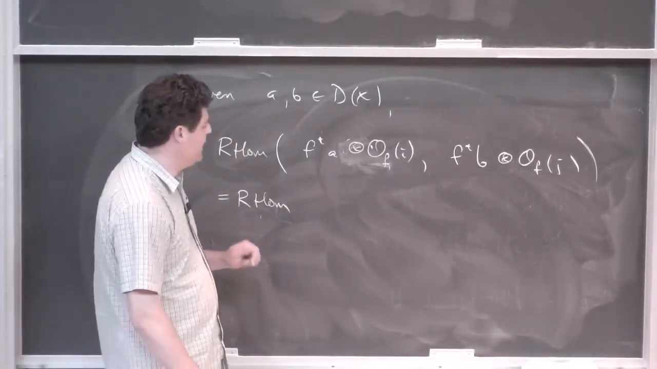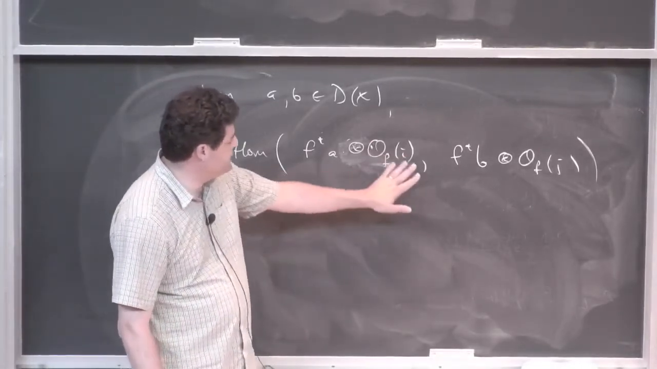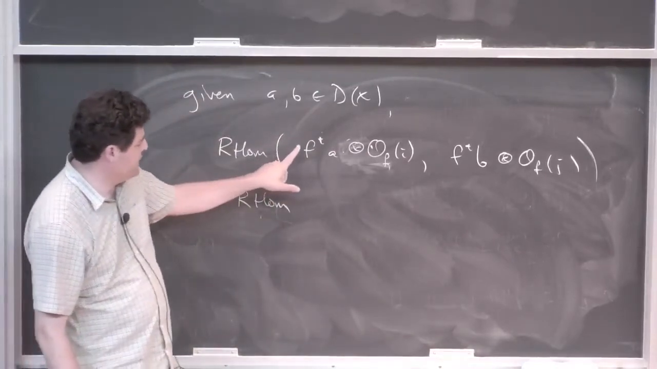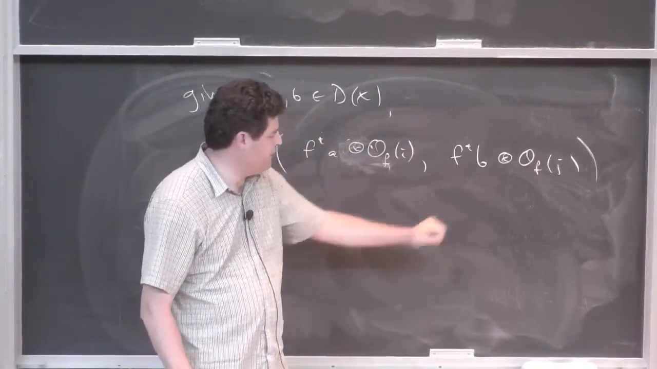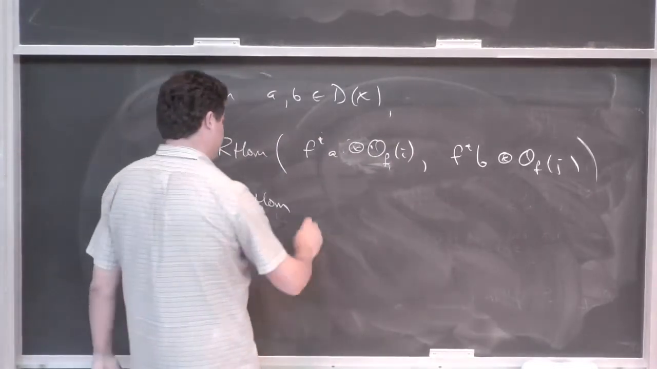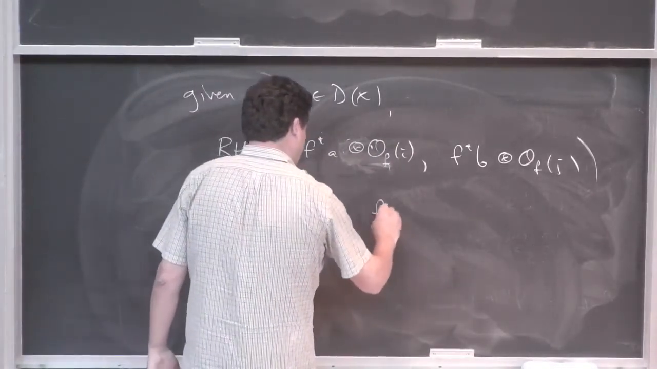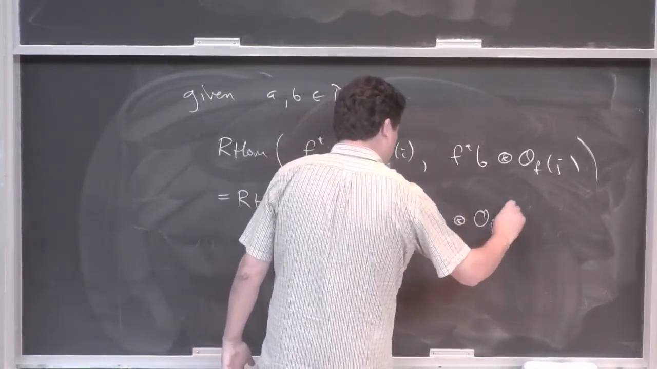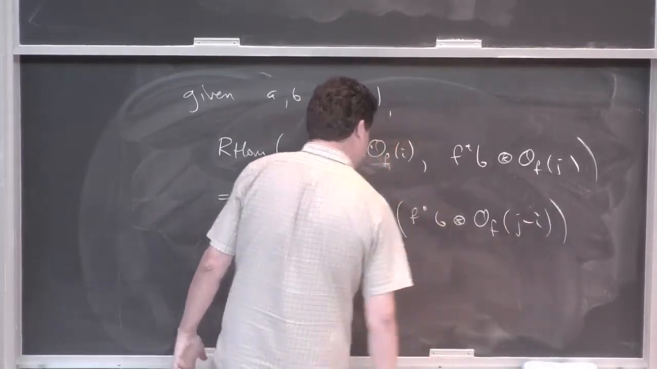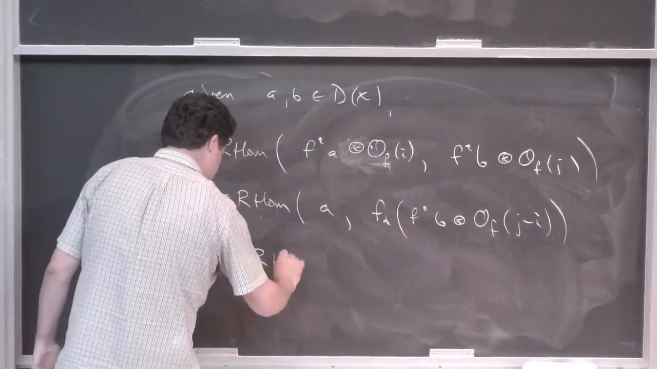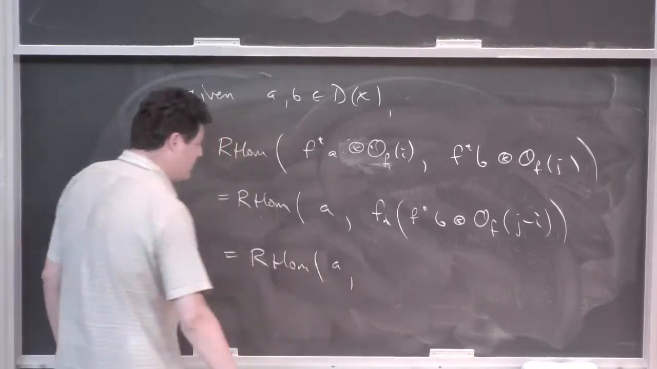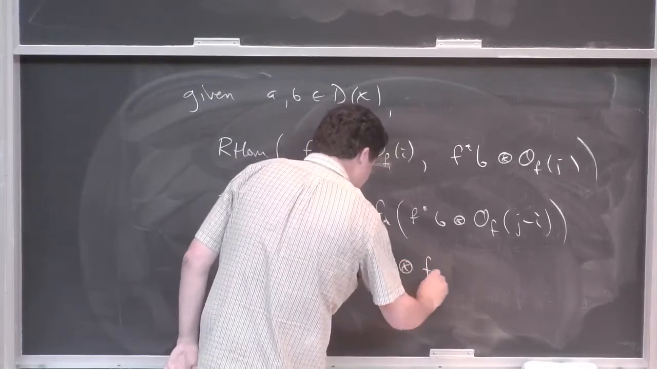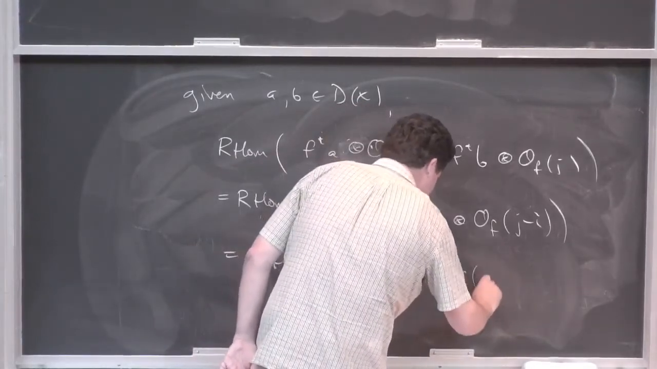So how many steps shall I do at once? First, I can put this over here and turn it into O of J minus I, and then I can move the F upper star over to become an F lower star. I'll write that as A tensor F lower star of F upper star B tensor O of J minus I. By the projection formula, this is B tensor F lower star O of J minus I.